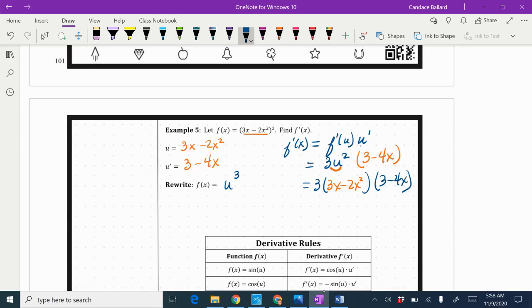At this point, this is a perfectly good answer. You may need to distribute. You may need to FOIL to get to the final answer. So that's just going to be up to what the scoring guide looks like.